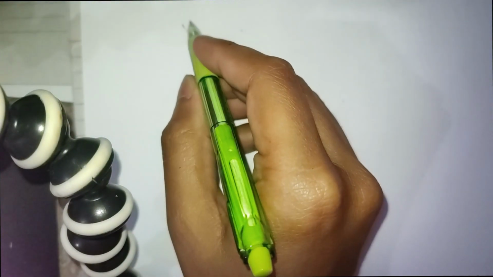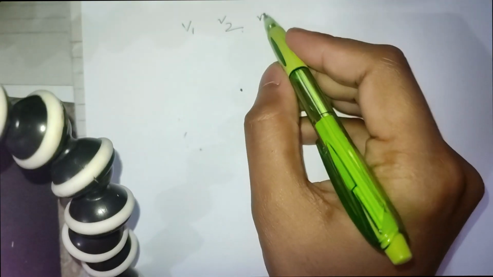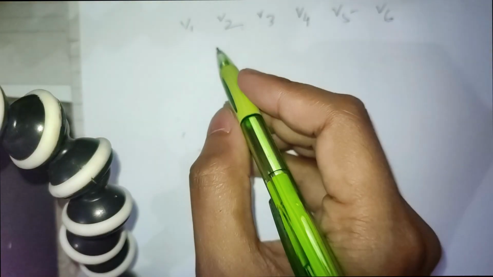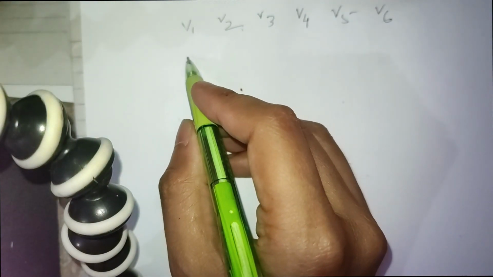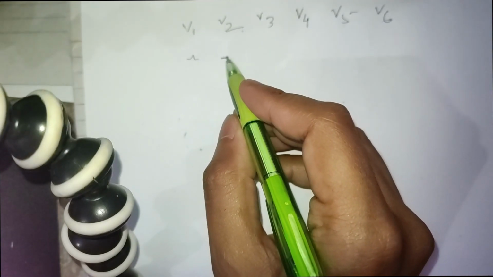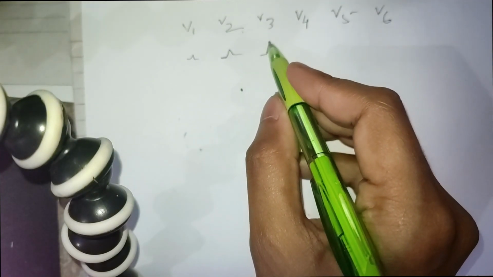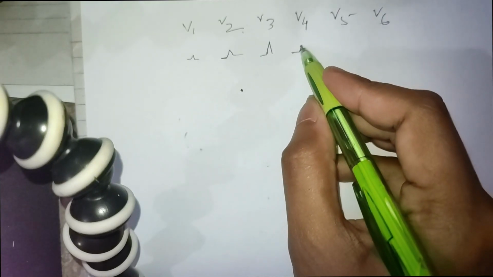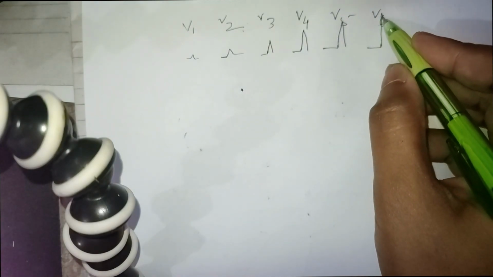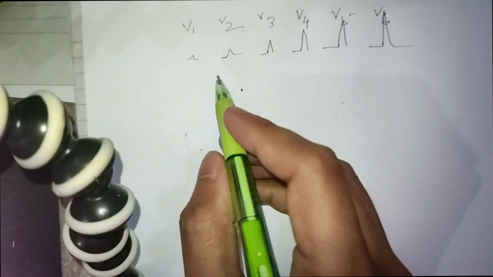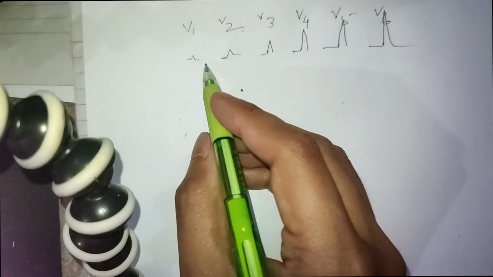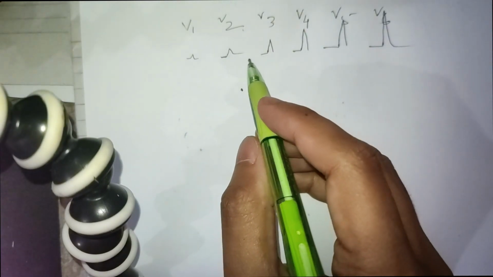In precordial leads V1, V2, V3, V4, V5, V6, the amplitude of R wave slowly goes on increasing, right? It becomes a little bigger, then bigger, and here it is like that. So the amplitude or voltage of R wave slowly increases as you go from right to left on the chest.